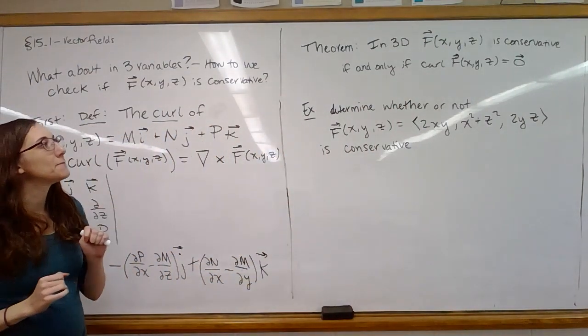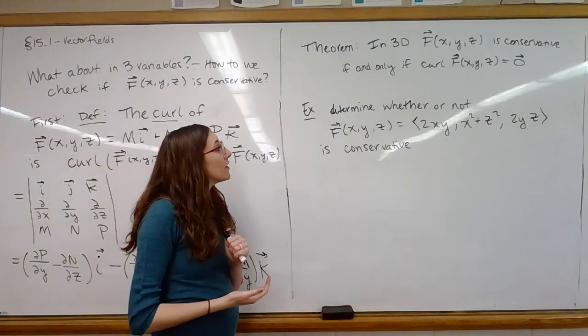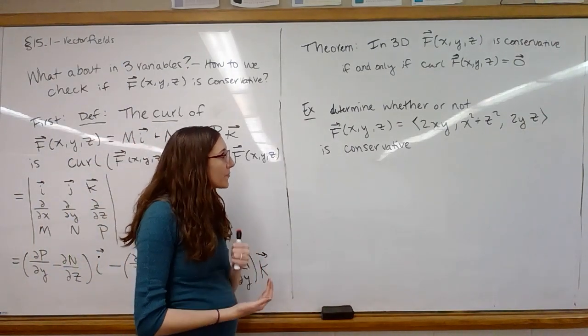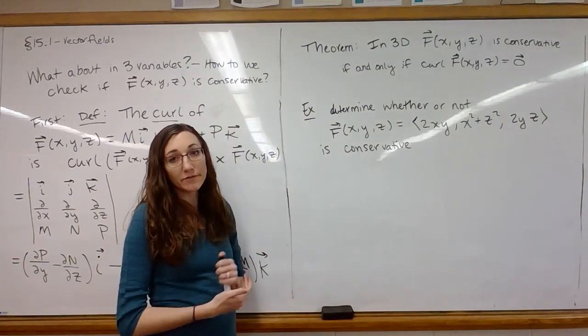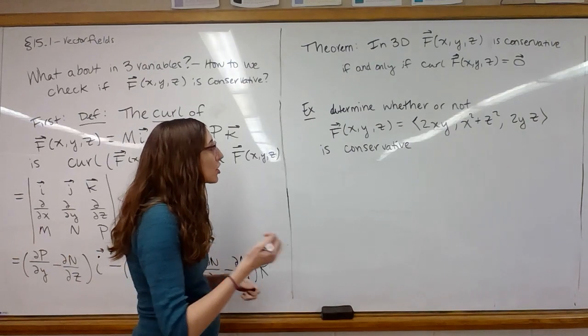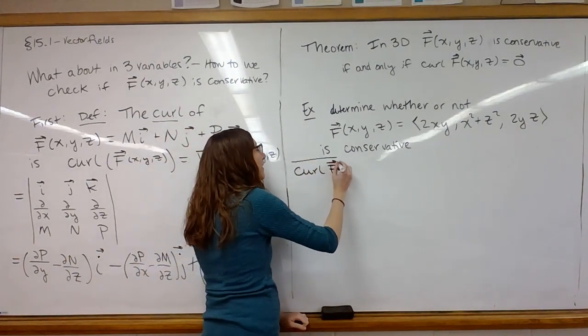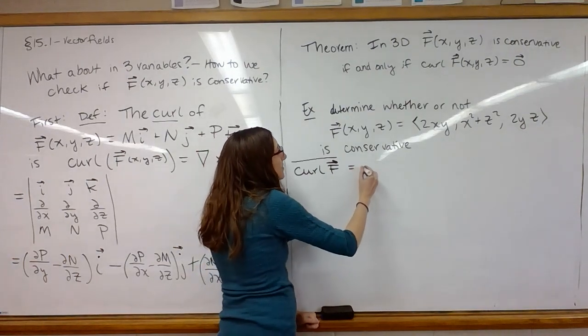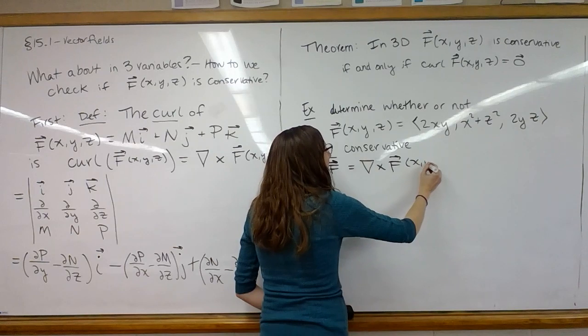So let's try and practice it. Determine whether or not capital F of x, y, z, which is the vector 2xy, x squared plus z squared, and 2yz, is conservative. So we're actually going to do this by computing the curl. So we're going to find curl of F, which is del crossed with F of x, y, z.